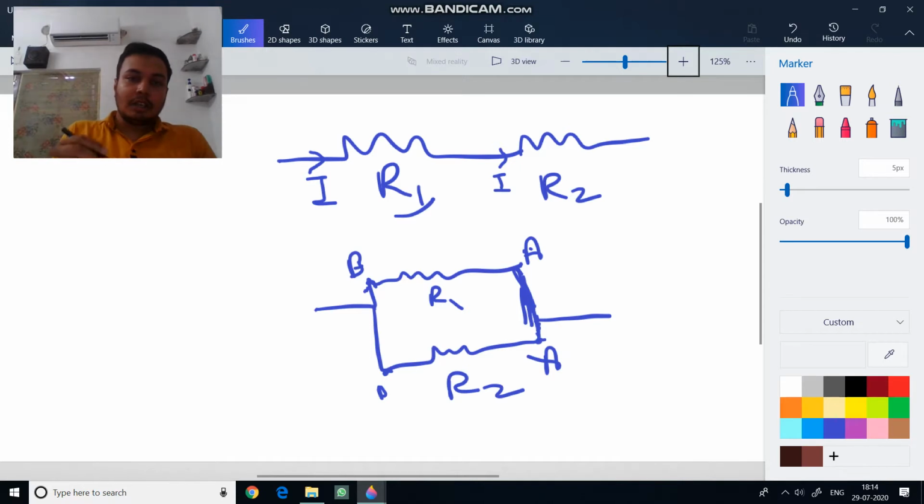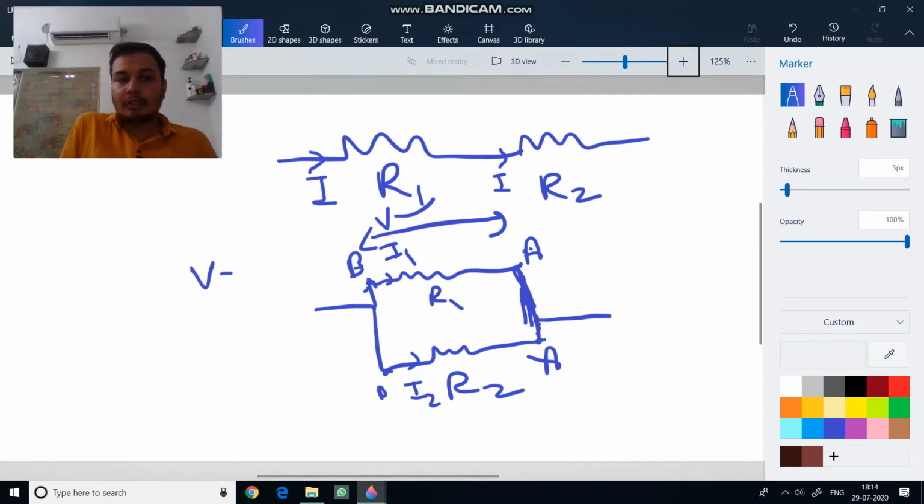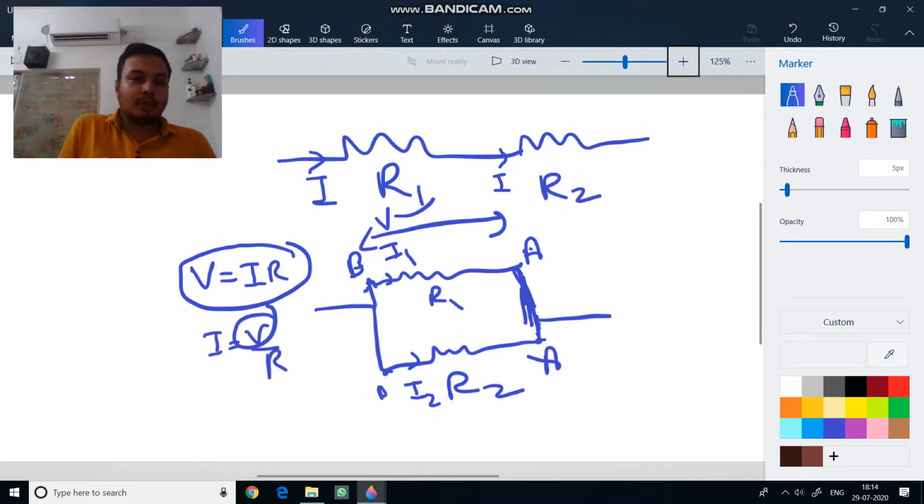See, in this the current will be I1 and in this it will be I2. Both won't be the same. Both will be the same only if the resistance is the same, because the potential difference across them is the same. You will learn Ohm's law, that V is equal to IR. You have to remember V is equal to IR. So the current across any resistance would be V by R. Now V across both of them is the same because they are in parallel. So if they have the same resistance, then only the current will be the same. If the resistance is different, then the current will also be different. This is the condition with the parallel connection.